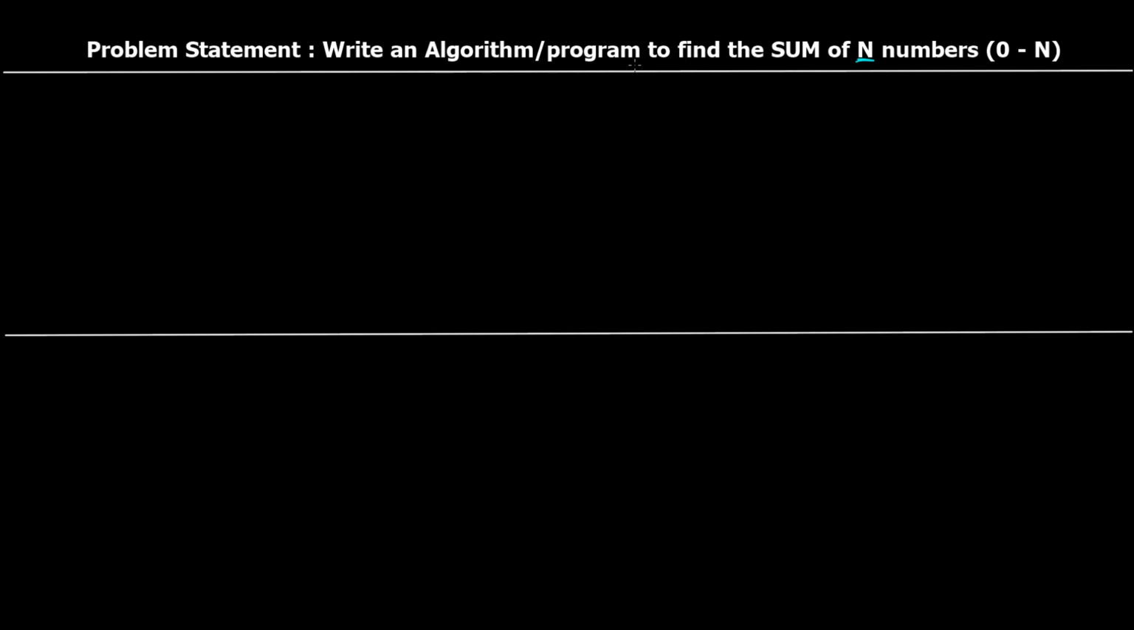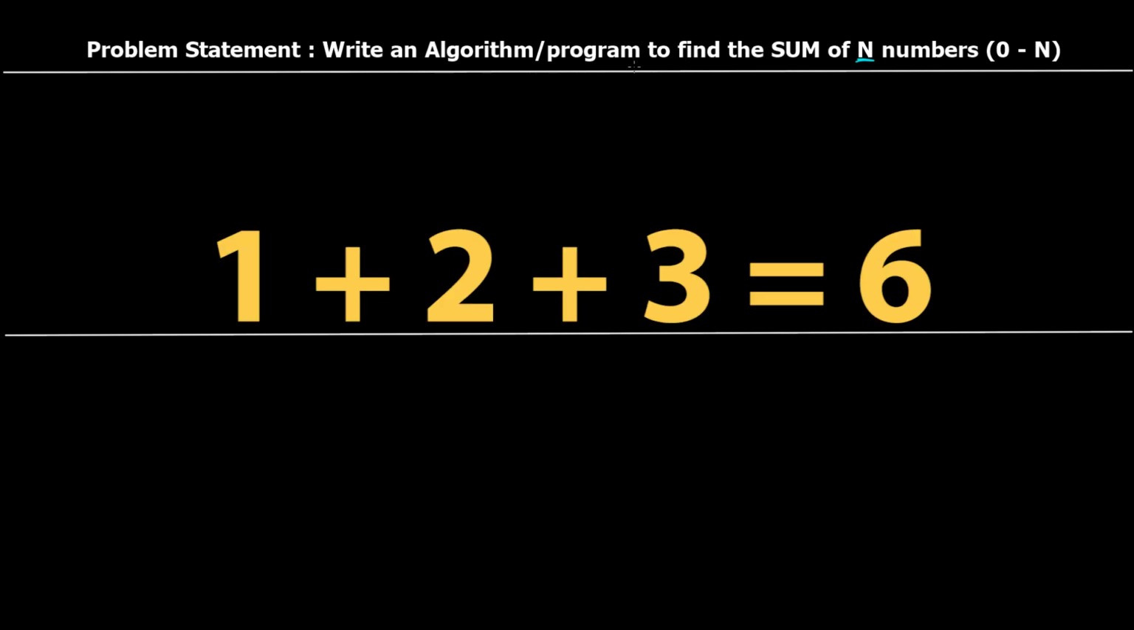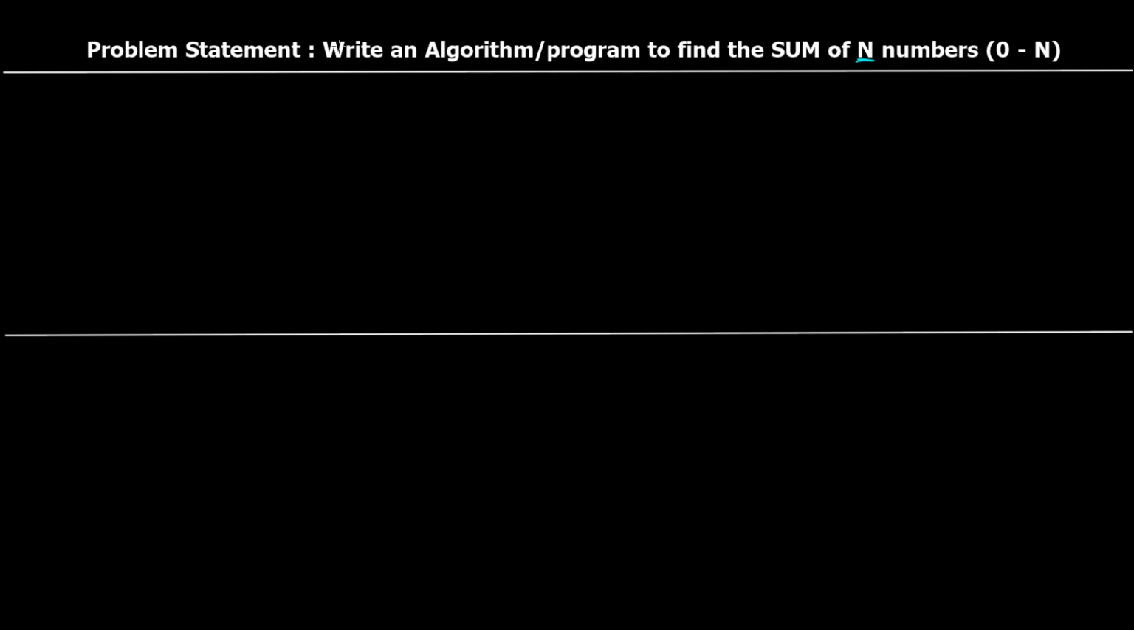Let's say user enters 3. So it would be 1 plus 2 plus 3 and the total would be 6. So we have to print out 6. Okay. So that is the problem statement. If the user enters 5, it would be 1 plus 2 plus 3 plus 4 plus 5 and then we have to print out the total. So I hope you've understood the problem statement.